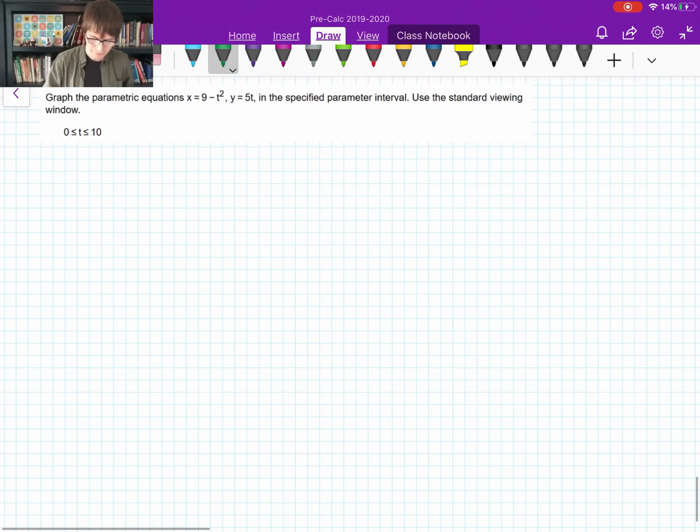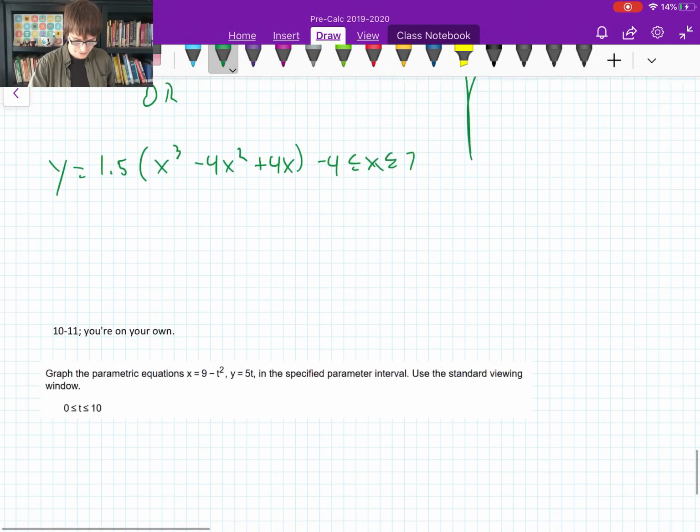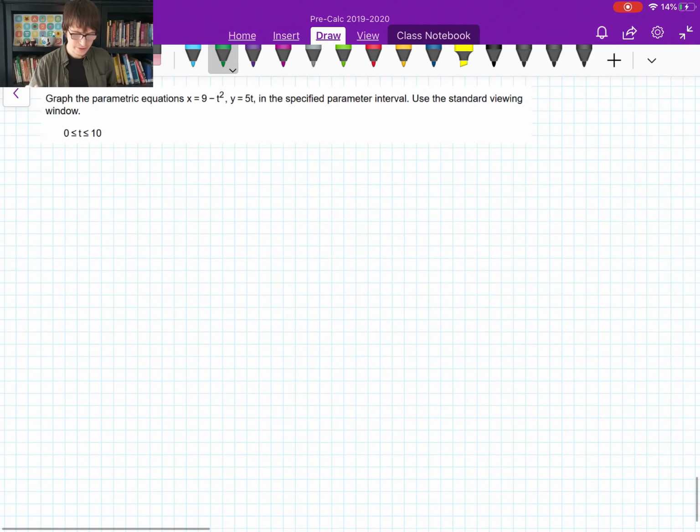Let's look at the last problem that's available for us today. That's the last problem, isn't it? Yeah, that's the last problem. Okay, graph the parametric equations x equals 9 minus t squared and y equals 5t in the specified parameter interval. Use the standard viewing window.